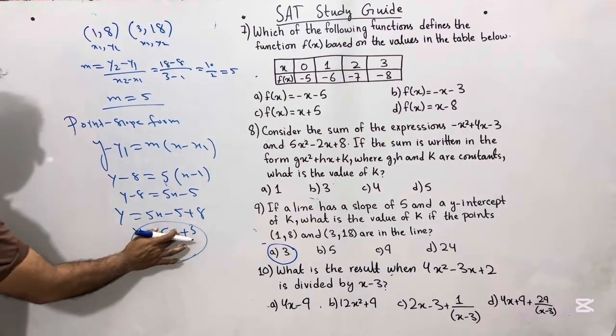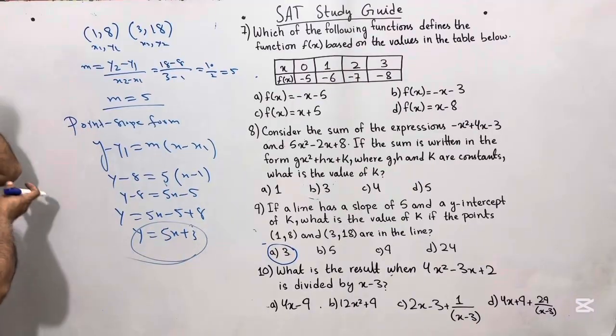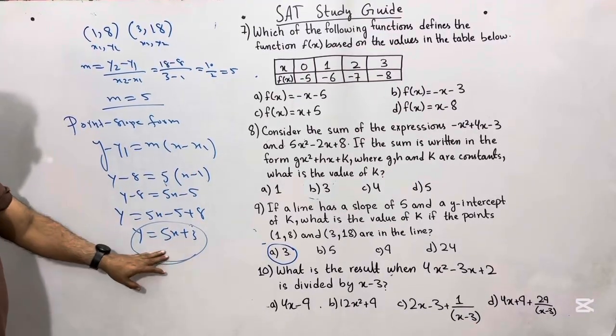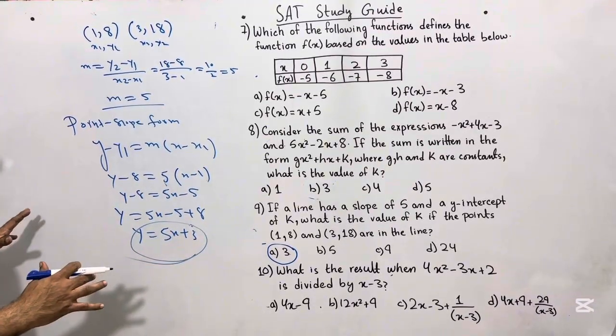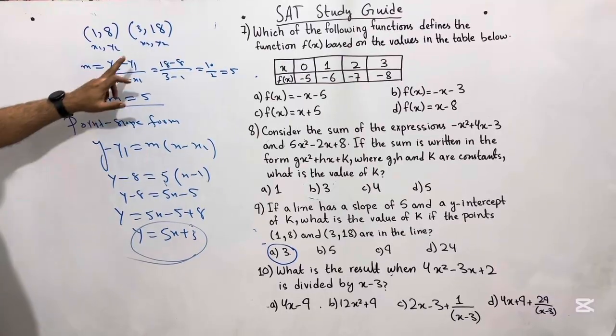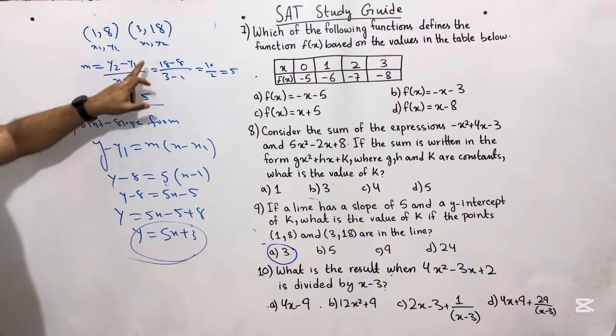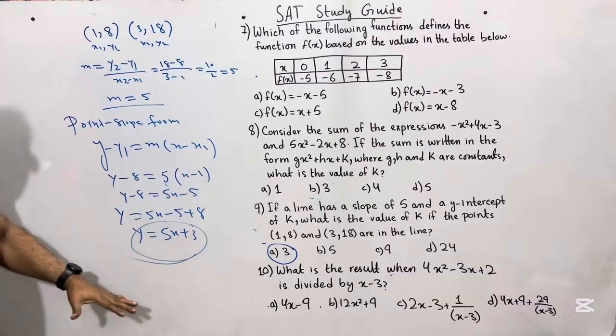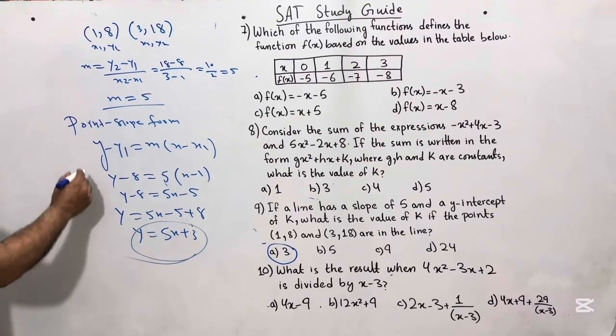Still we have managed everything the same. We have m equal to 5 and k equal to 3 as usual. You can even utilize the other point as x1, y1 here and here, and you will still get the same answer.